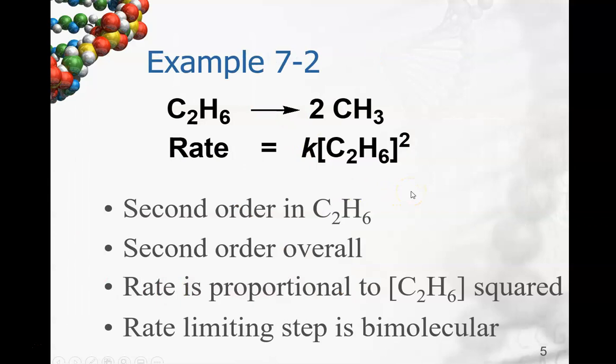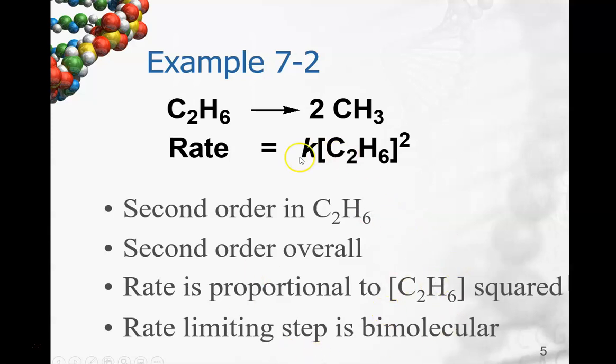So let's look at another example. This is the decomposition of ethane, and we would go into the lab and we would do some experiments and find that the rate is equal to K times C2H6 squared. So this is a second order reaction. The reaction is second order overall, and the rate is proportional to C2H6 squared. So if I double the concentration, I quadruple the rate. If I triple the concentration, I increase the rate by a factor of 9.